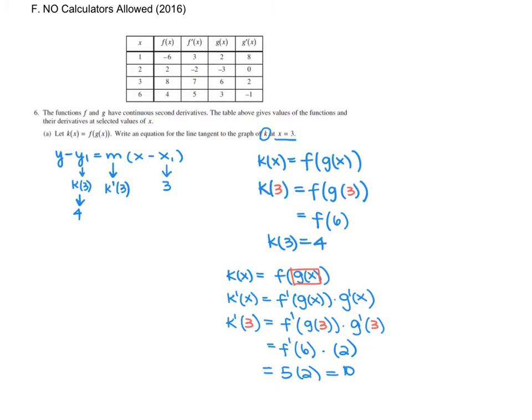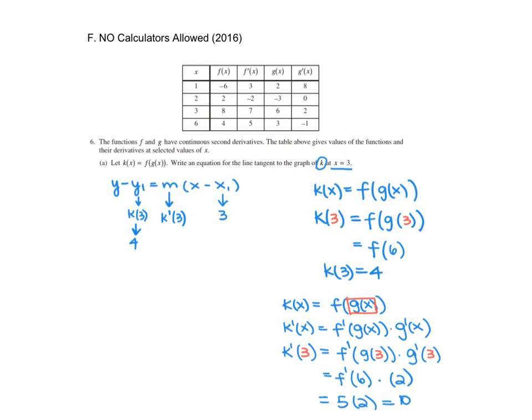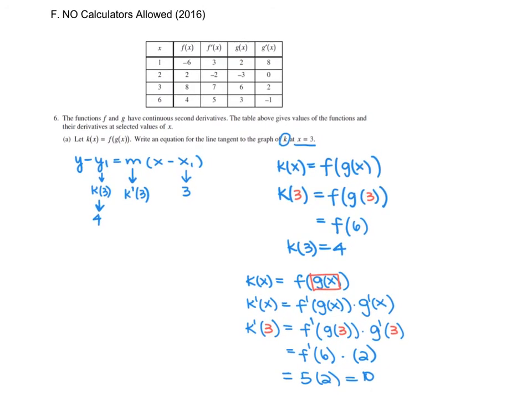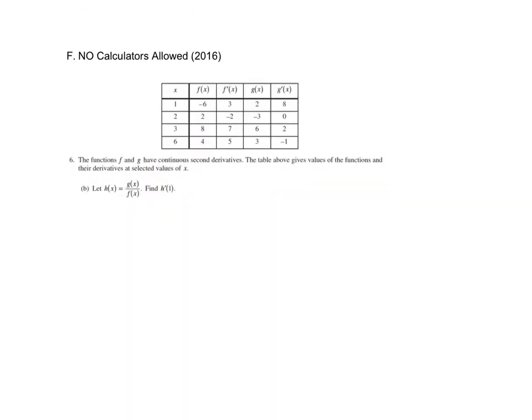So that means that k prime of 3 is equal to 10. So the equation of our tangent line is going to be y minus 4 is equal to 10 times x minus 3. Right, move on to part B.